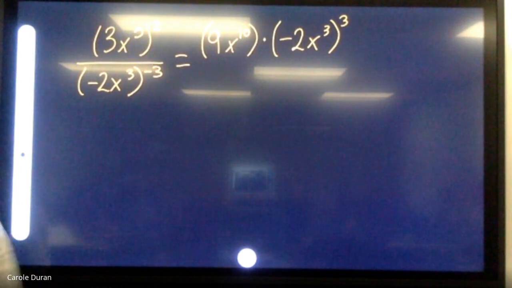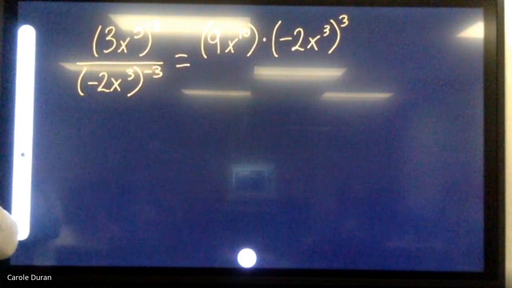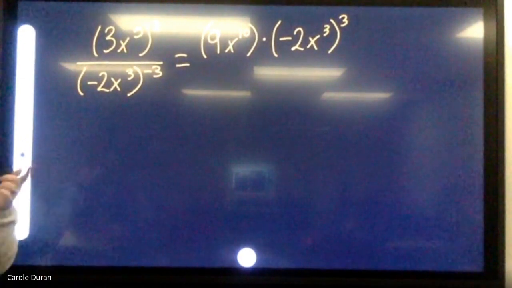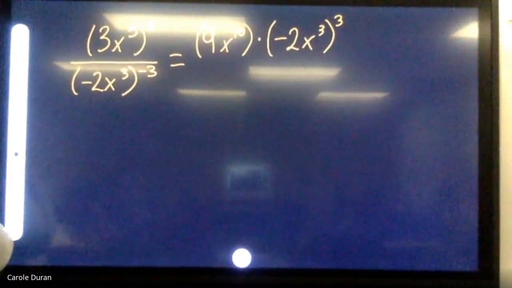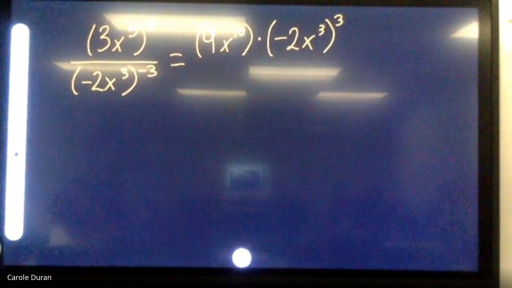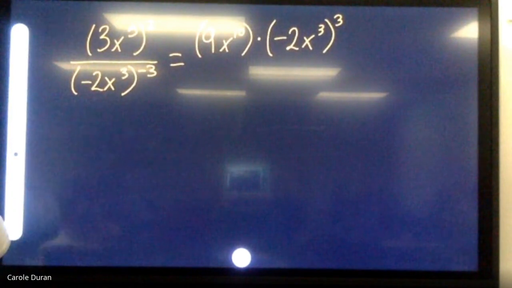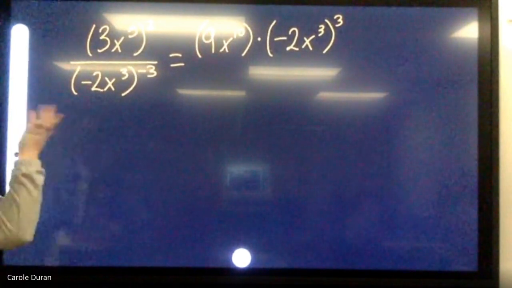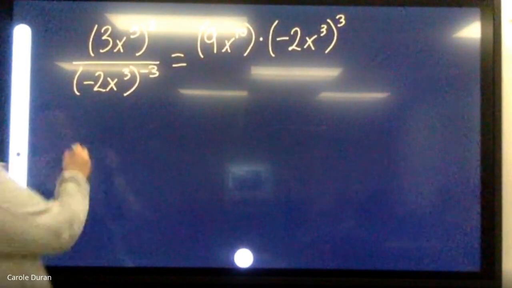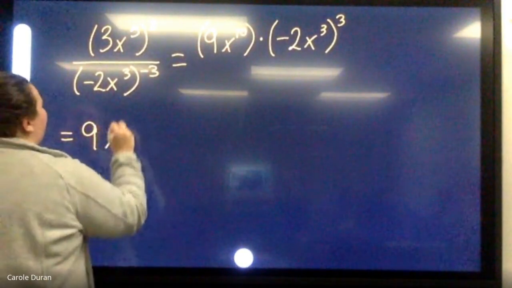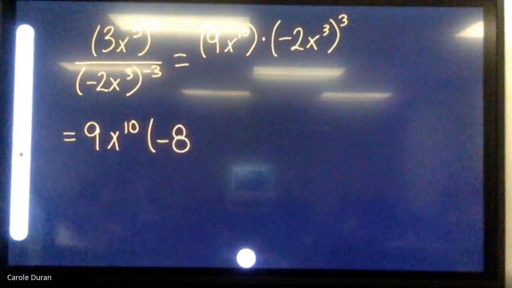Why did the -2 turn into a +2? Because it's not in the exponent. It only applies when I have a negative in the exponent. Oh, so only negative exponents does this apply. So from here, all I need to do now is cube everything in that second parentheses and then combine with my first parentheses. What's -2 cubed? -8, good.